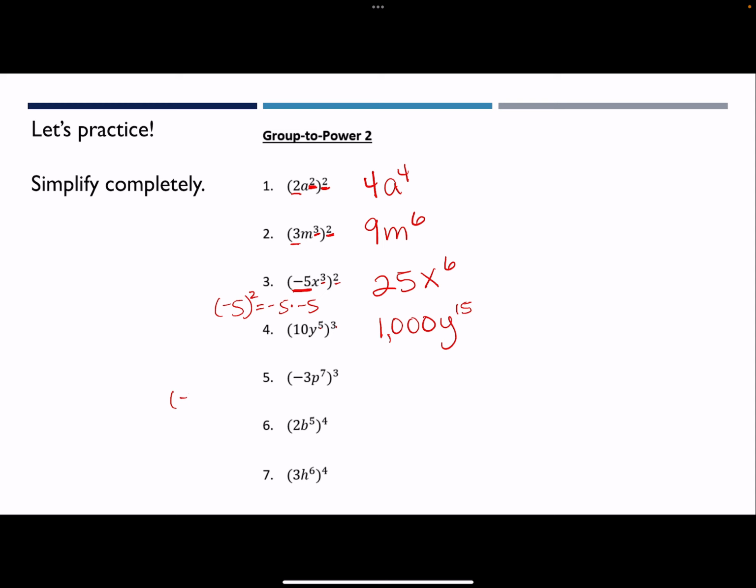Number 5, we have -3 to the 3rd. Now listen, this is a negative times a negative times a negative. A negative times a negative is a positive, but then times another negative is actually a negative. So this one's actually going to be negative 27p to the 21 power.